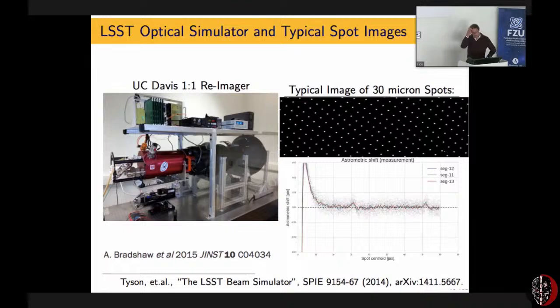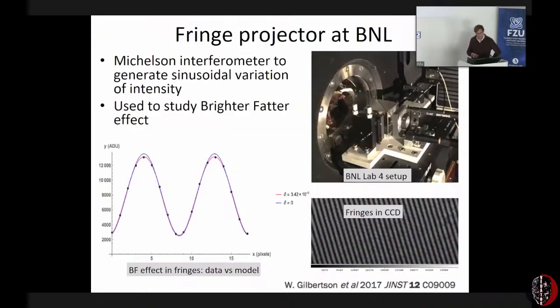People had optical simulators and projected images of spots to study the PSF. UC Davis had a setup like that to project images and study the edge effect, for example, and other subtle effects in the sensors. At BNL, we had a fringe projector, which was a Michelson interferometer, to generate sinusoidal variation of intensity. That was used to study the brighter-fatter effect, which is presumably easier to study there. And that's an image of the fringes in the CCDs.